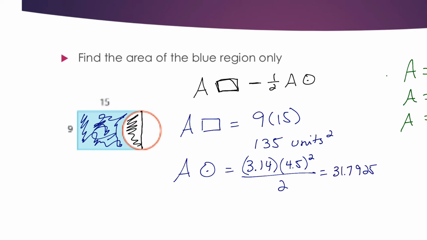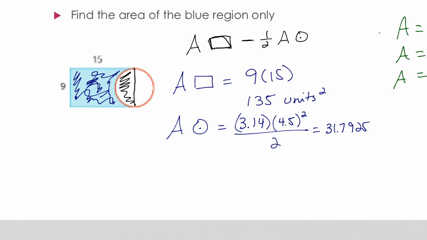Notice I wrote down all of the decimal places. You don't really want to round till the very end, so write down all of your decimal places and then round at the very end if you need to. Okay, so then the area of the whole figure is 135 minus 31.7925, which is, and I'm going to approximate this because I'm not going to write all of the decimal places, approximately 103 square units.